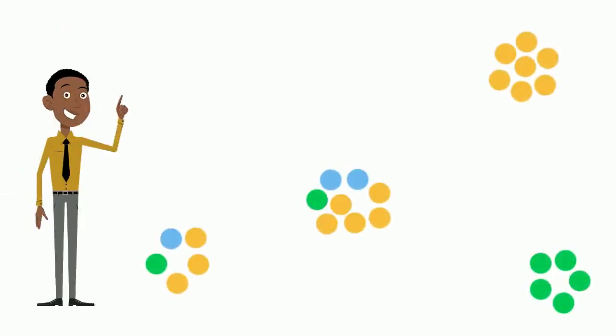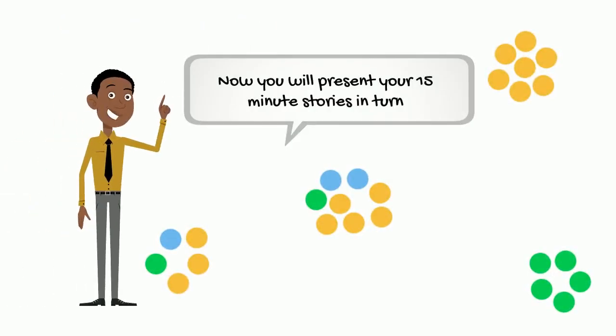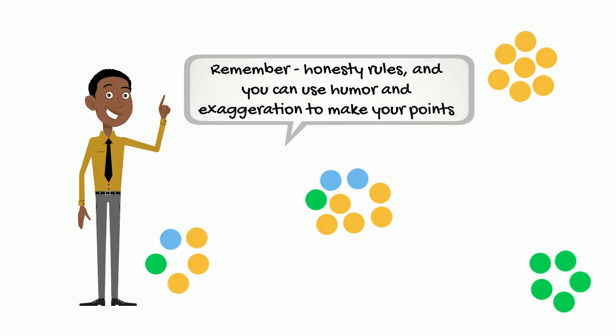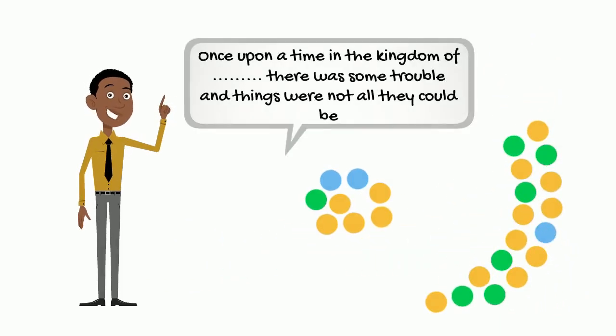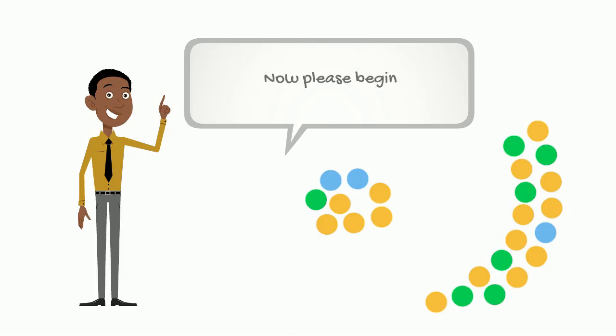Step 3, the presentations. After their hour of design time, gather the groups together and have them present their 15-minute stories in turn. Remind the groups before they present that honesty rules and humour and exaggeration can be used to make their points. Introduce each group by saying, "Once upon a time in the kingdom of," whatever you named it, "there was some trouble, and things were not all they could be." Then encourage them to begin.